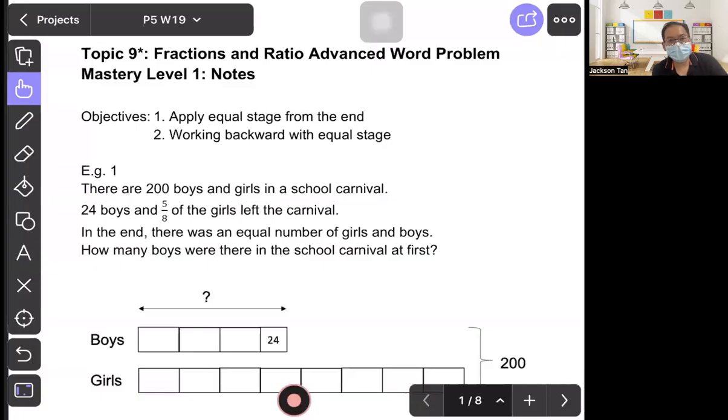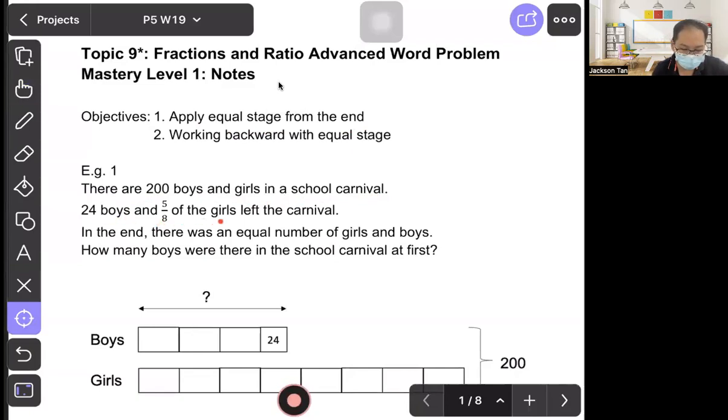Hello, I'm Mr. Tan. Today we are doing Primary 5 Question and Resolve advanced work problem. In Mastery Level 1, the objective is to apply equal stage from the end and working back with equal stage.